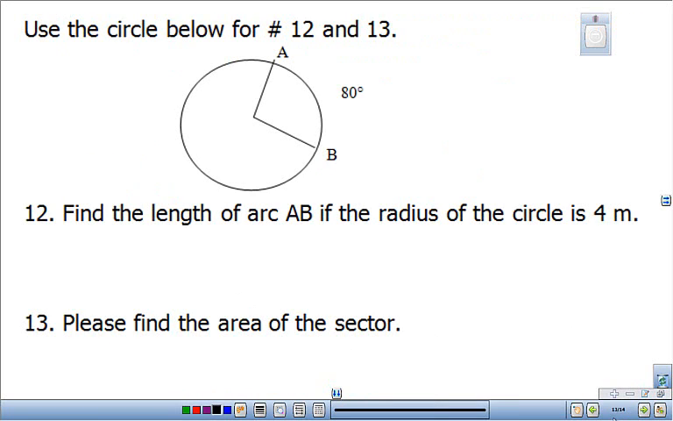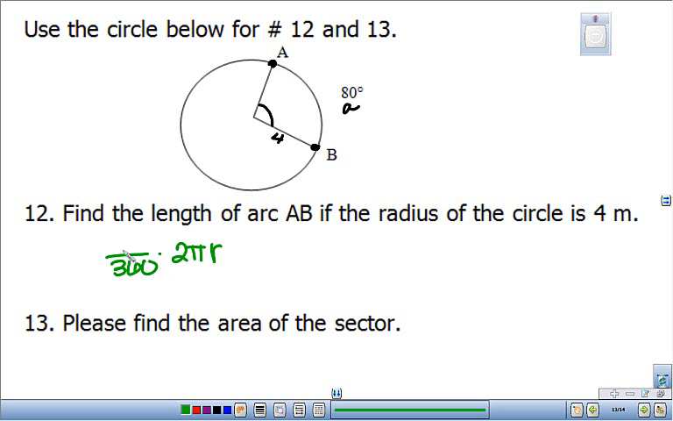Okay, now we're getting on to our circles. We have a circle with arc AB shown to have an arc measure of 80 degrees. That's your arc measure, and remember, that's congruent to your central angle. It asks us to find the arc length if the radius is 4. So if my r is 4, how do I find the arc length? Remember, arc length is going to be a portion of the circumference. Circumference is 2 pi r, but we don't need the entire circumference. We need a portion of the full 360.